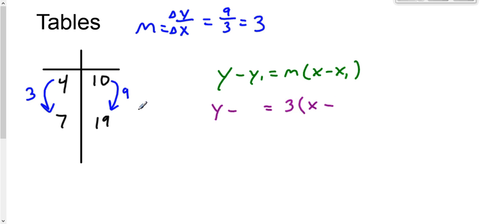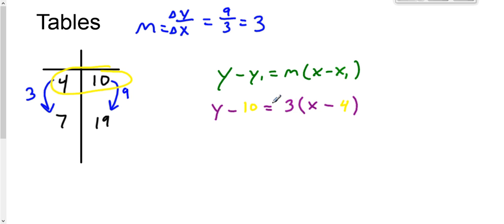Now we're going to pick one of these points from our table. Truly doesn't matter which one. Pick the one that looks easier. To me, the top point looks easier. And we're going to place them right here. So y was 10, so we put 10 in for y1. 4 is x, we put it right here. And we now have our point slope form of our linear function.